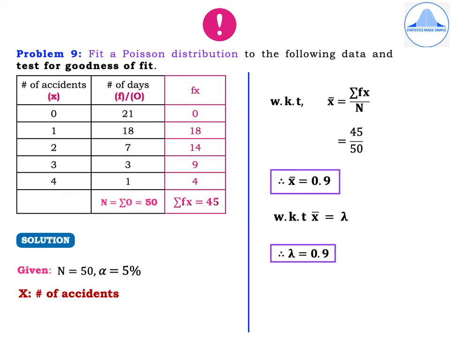Now equate the mean of the problem to the mean of the Poisson distribution, which is lambda. So we know that X bar is equal to lambda, which means that lambda is 0.9.